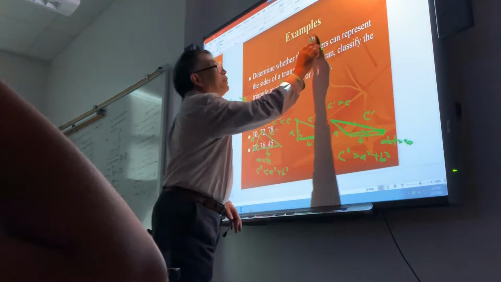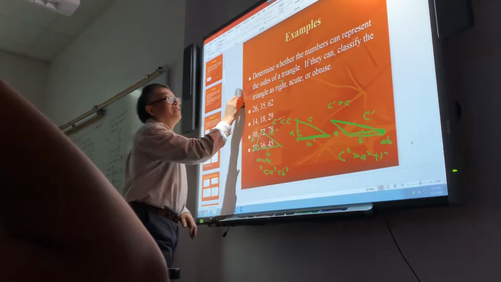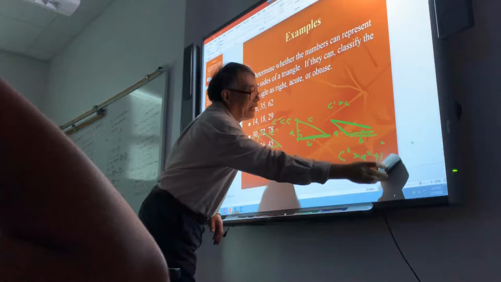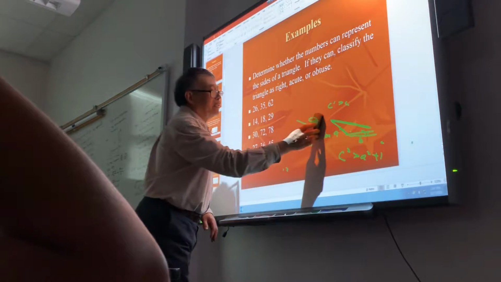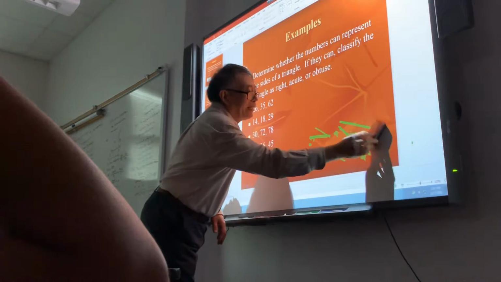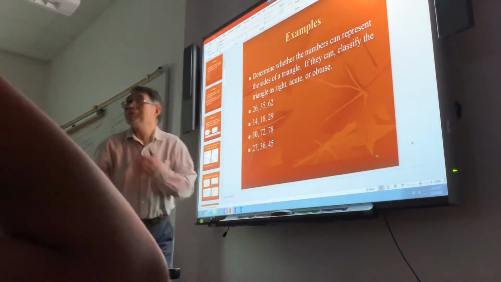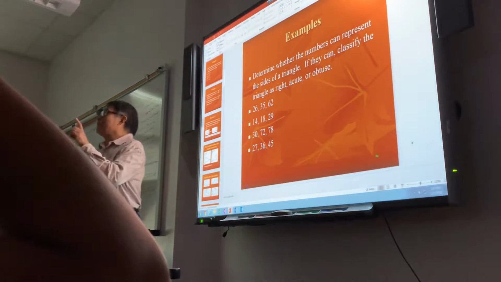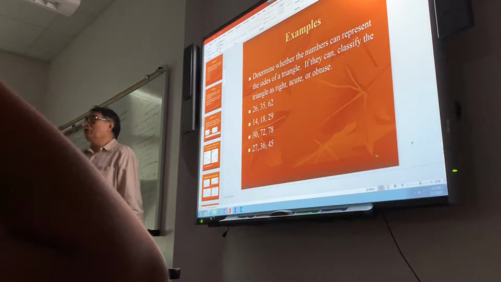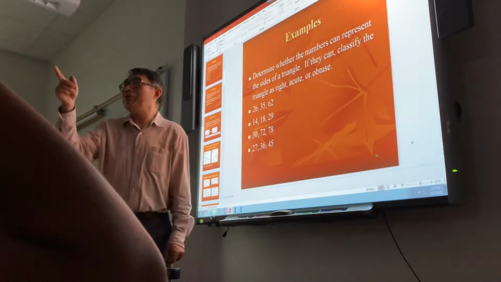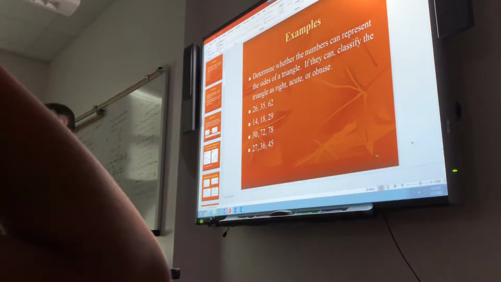Determine whether the numbers can represent three sides of a triangle. If they can, classify the triangle as right, acute, or obtuse. First question, raise your hand if you have some idea how to determine. Who remembers how to determine? Today, 70% of students forget almost everything. Just one month, you can see. One student remembers, two students, three, four, five, six. Yes, your turn. Tell me how to determine.